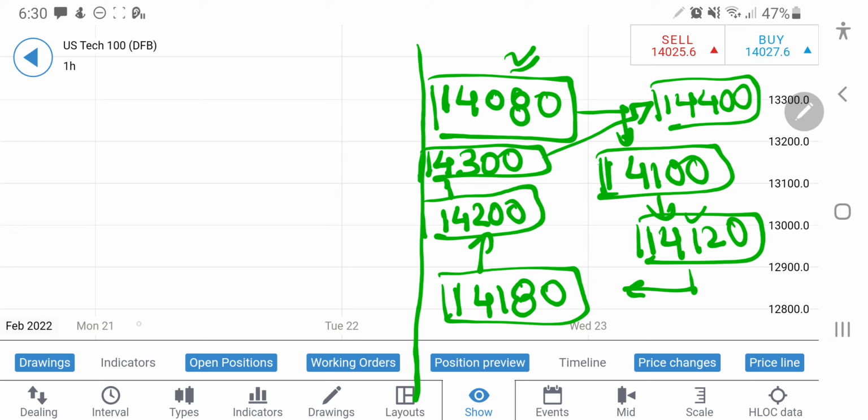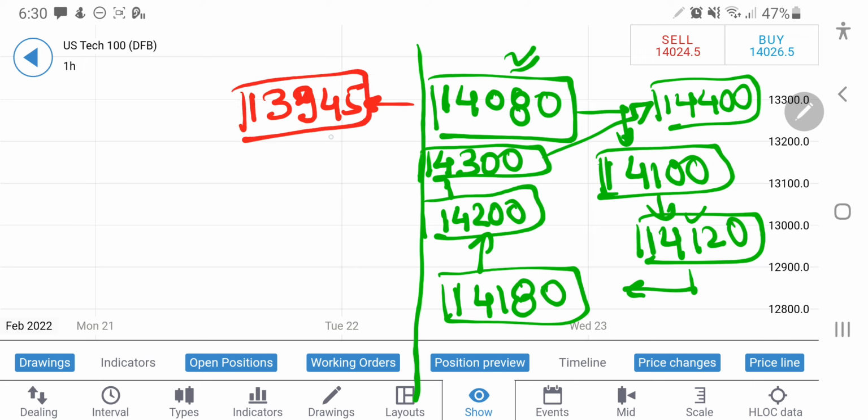On the flip side, now a short entry. A short entry is clearly below 13,945 levels. So if you see it breaking 13,945, yes, you can take a short, you can take a sell position. You can expect it to hit 13,900, the nearest support.